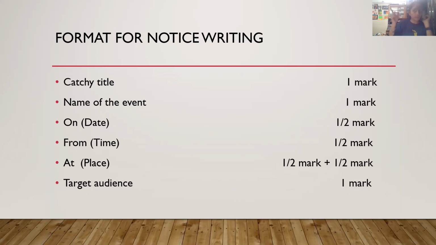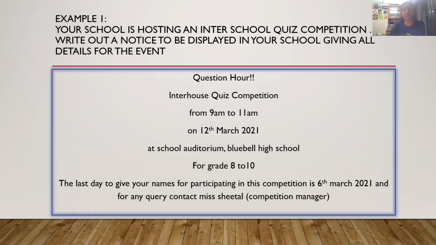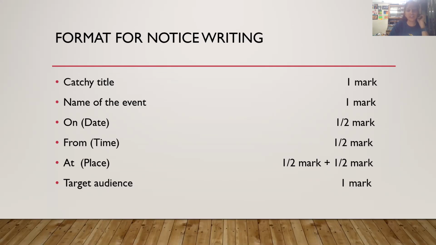So remember OFA: catchy title, name of the event, on, from, at format, and then target audience. Target audience also carries one whole mark. So please, please, please don't forget to write the catchy title. Catchy title is very important. Then name of the event, then on, from, at. On, obviously, is the date. You can normally write 12th March as I have written here, what exactly the date is.